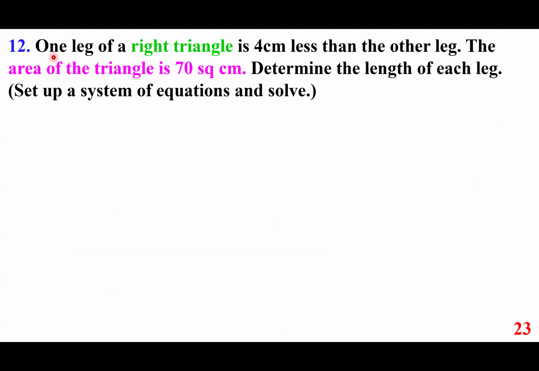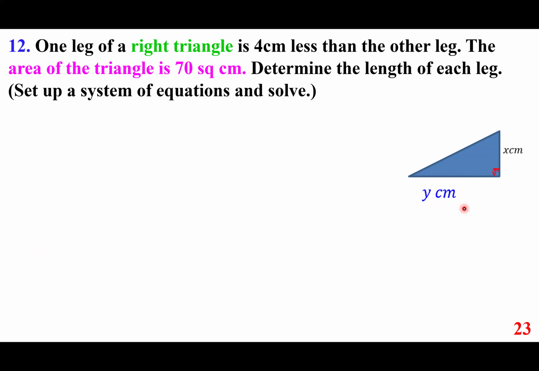One leg of a right triangle is 4 centimeters less than the other one. The area, 70 square centimeters. Determine the length of each leg, set up a system. Let's do the drawing. So this is a right triangle. The sides are X and Y, and by the way, that means one of them is the base, one of them is the height, because it's a right triangle.